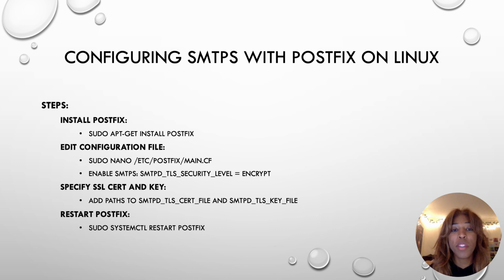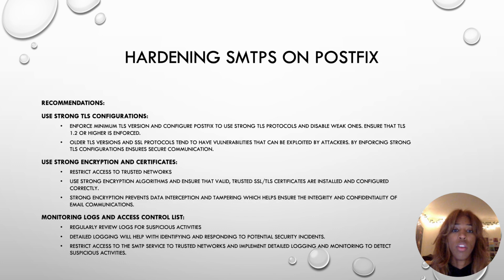Configuring SMTPS with Postfix on Linux. So you would install Postfix using sudo apt-get install postfix. Then you would use your nano tool and add the following lines to the file by enabling SMTPS. And then you would specify the SSL certificate and key, and then you restart your Postfix.